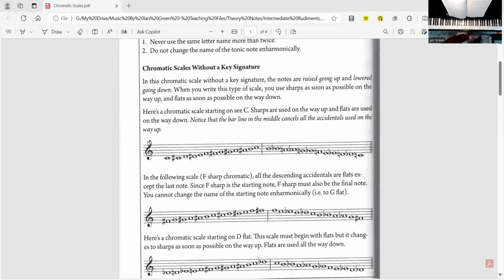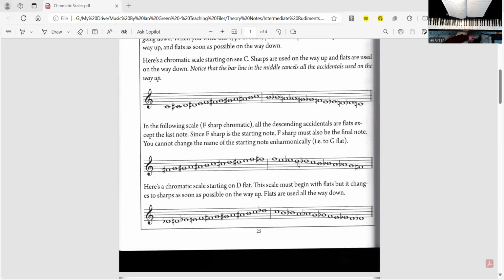Now, something that's intriguing about the example of C chromatic scale going down is that we can use flats going down. C, B, B flat, A flat, G, G flat, F, E, E flat, D, D flat, and then C. So something that's really interesting about this particular scale is that you can use sharps going up, then we put a bar line, and then flats going down when writing a scale without a key signature.